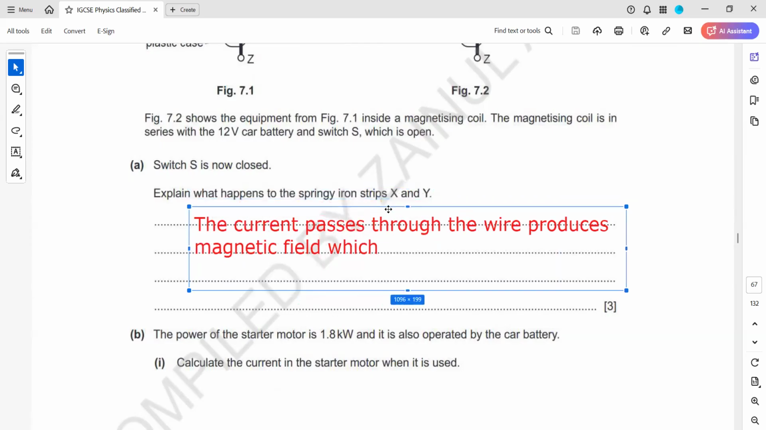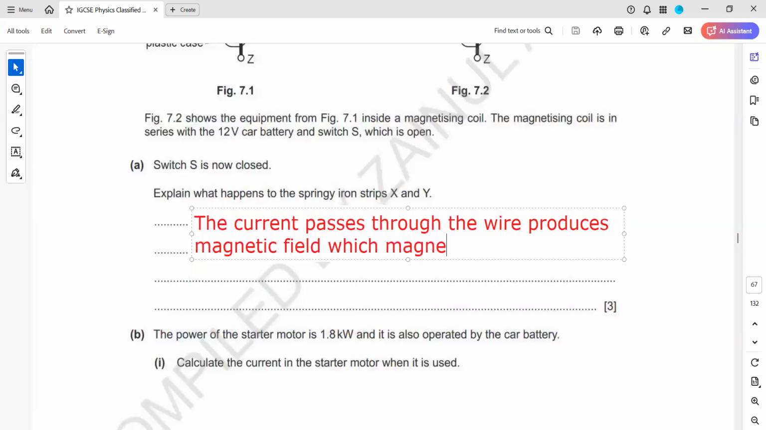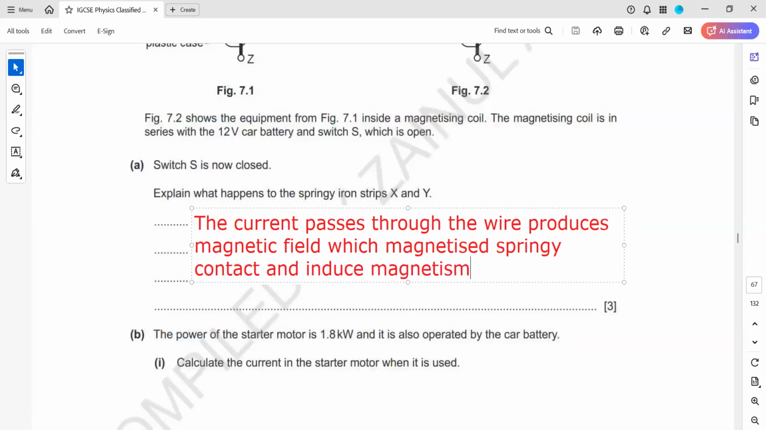I am the only one writing. The current passing through a wire produces a magnetic field which magnetizes the springy contact. The battery is DC, the AC which magnetizes the springy contact. Let's cheat a little: by generator, you produce that. It is not written on the AC generator what is supplying its current, only that it is AC power.